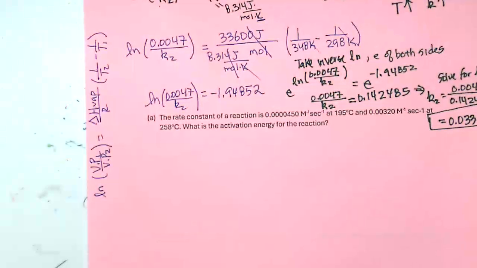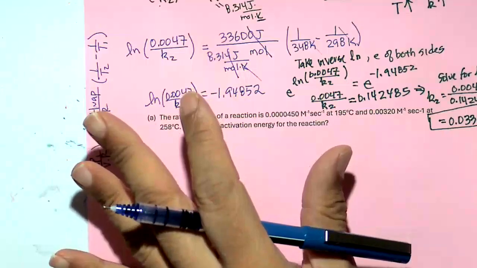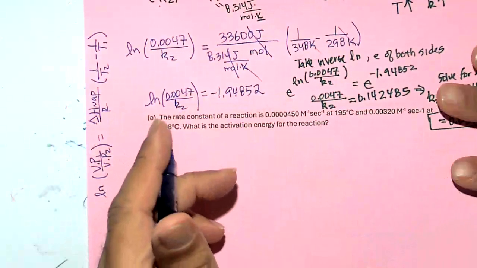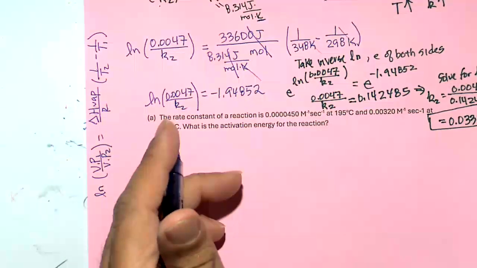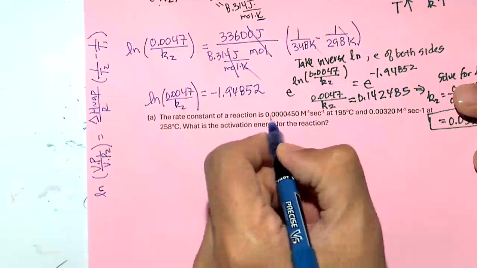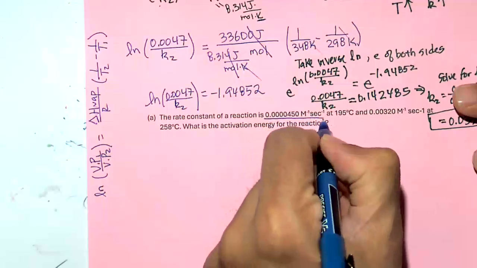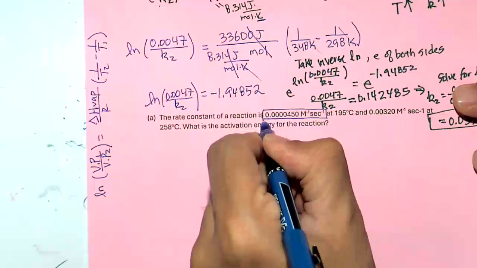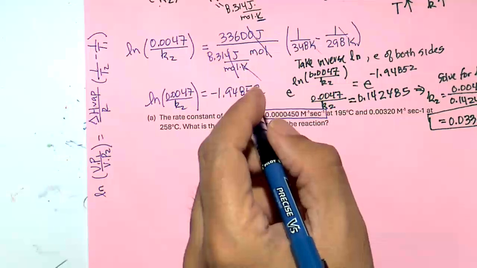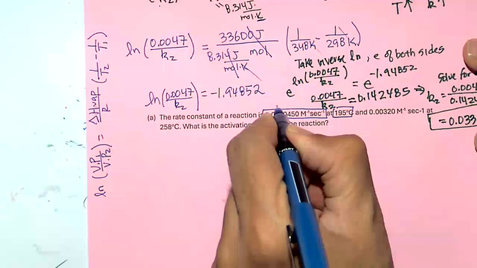All right, let's do one more here. I will just set this up and then I'll let you guys solve for the math. All right, this is another alternate version of the Arrhenius equation. Okay, the rate constant of a reaction is 0.000450 inverse molar seconds. Don't forget molar is moles over liter, at 195 degrees C.